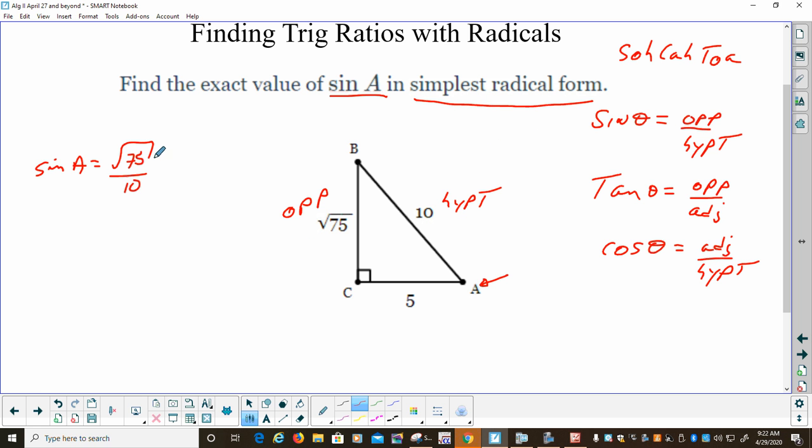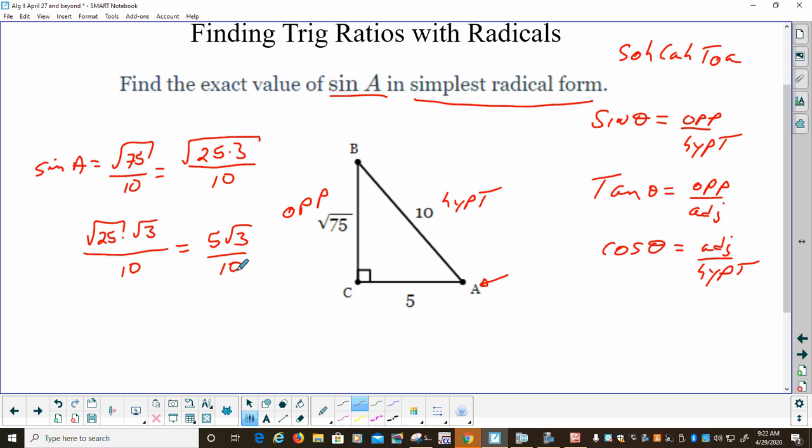It means you have to reduce the radical. So if you remember, 75 is 25 times 3. And you can break this into two separate roots. Square root of 25, square root of 3. The radical of a product is the product of the radicals. Square root of 25, you know, is 5. So that's 5 square roots of 3 over 10. This will reduce now to 1 and 2. So your answer is square root of 3 over 2. That's your answer.